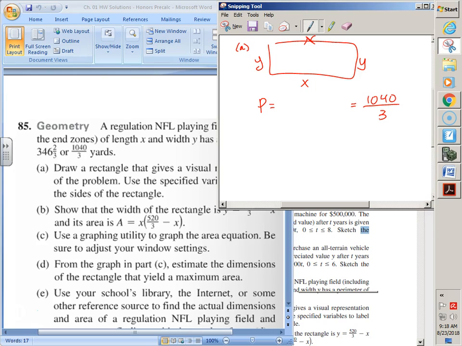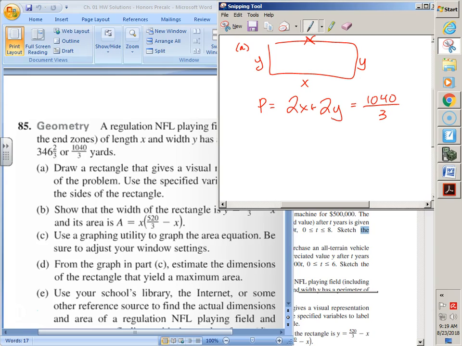We have a rectangle. We have a perimeter. What should we know about perimeter and rectangles? It's the distance around. That's just geometry. Perimeter of a rectangle is 2x plus 2y. Now, letter A just says, hey, draw.